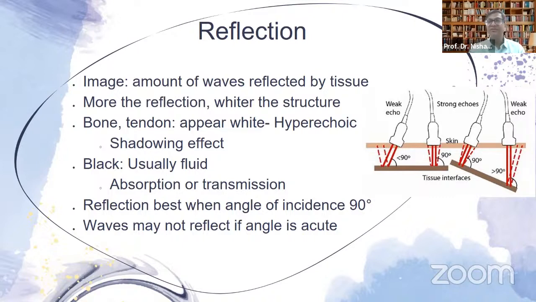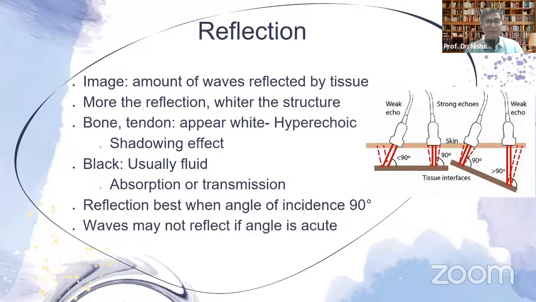As I've said, the more the reflection, the whiter the image. Bone and tendon appear white. That white image is called hyperechoic, and they show a shadowing effect. Black is usually fluid. A black image is usually due to absorption or transmission. Absorption means the entire sound wave which is coming is absorbed or allowed to pass through. So black is usually fluid because they transmit the waves, and you can see the image below it. And this is called hypoechoic. Anything which is less white is called hypoechoic, right? So hypo or hyper is relative to the background. That is how we see it.